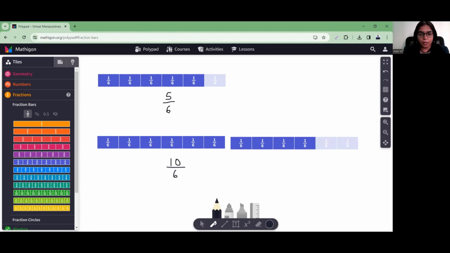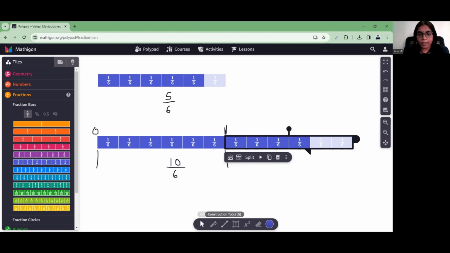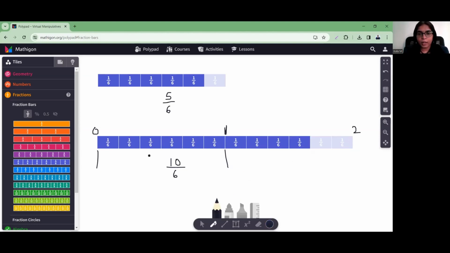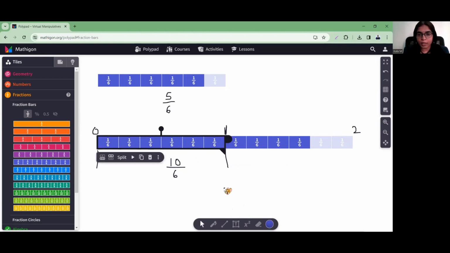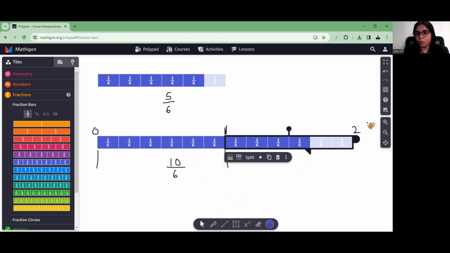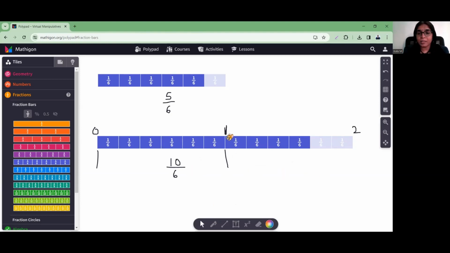Now, of course, from here to here, it became one complete whole. After that also, let's say if it was a 0 here, from 0 it became 1 here. And after the 1, it is still continuing. And this will be our 2, right? That means one complete whole is here. 1, this is 2. So 2 will be here. So this 10/6 is between the 1 and the 2. It is not just between 0 and 1. It is not lesser than 1. It is more than 1.